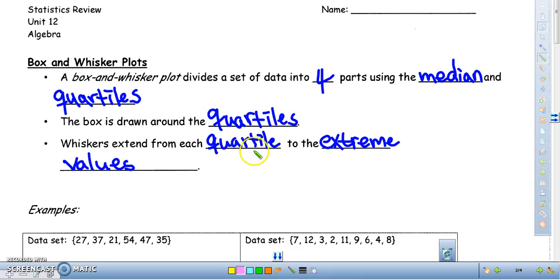Whiskers extend from each quartile to the extreme values. Please fill in the blank, write quartile again, and write extreme values. At any point, if you need to pause the video to copy notes, please pause it, copy whatever you need to copy, and then continue the video.